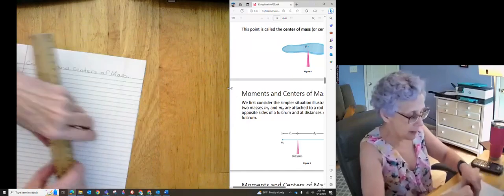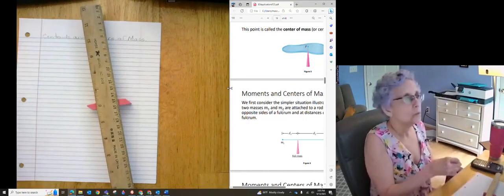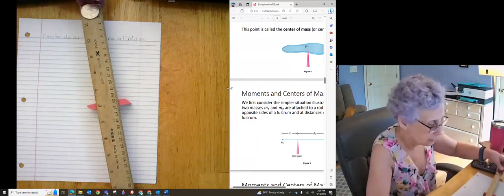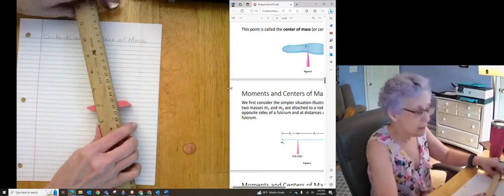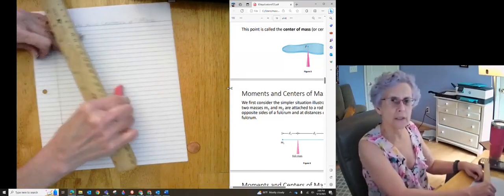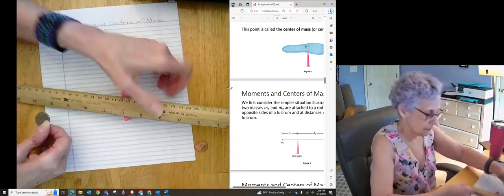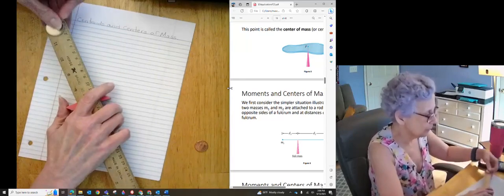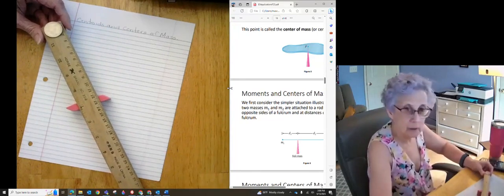But what happens if I want to balance this ruler with a quarter on one end and a penny on the other? Well, the quarter goes down, just like if you have a bigger kid and a littler kid on a teeter-totter. The big kid has to get closer to the fulcrum, and the little kid has to get further away from the fulcrum.